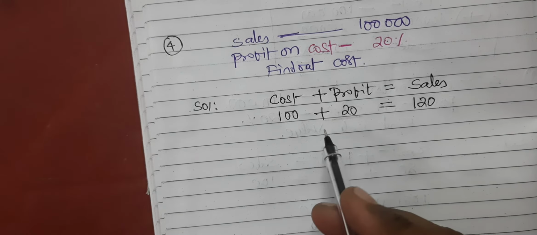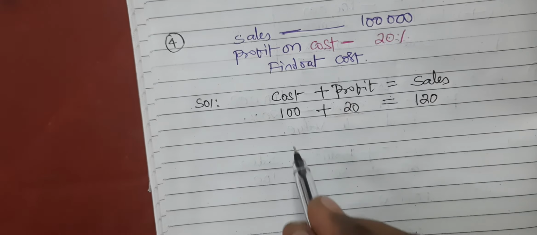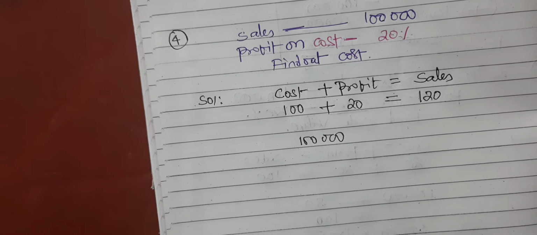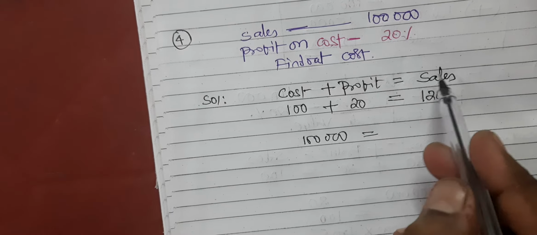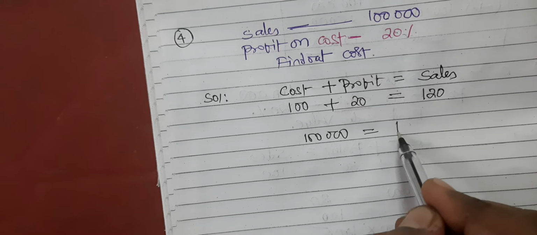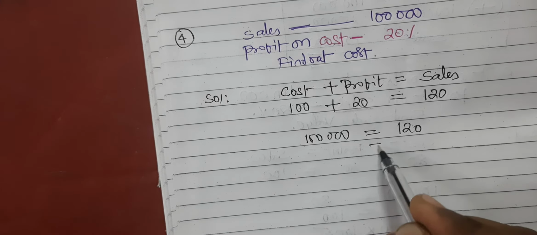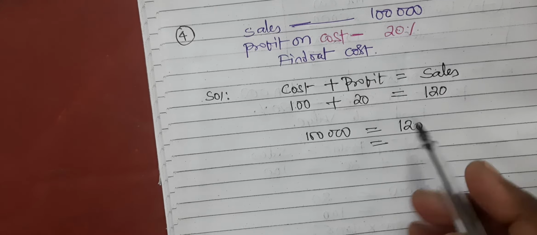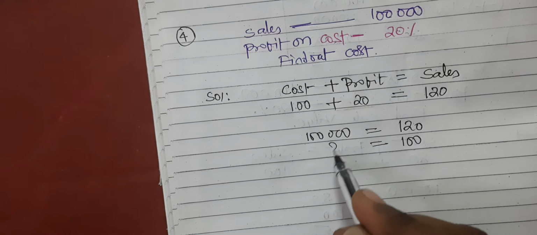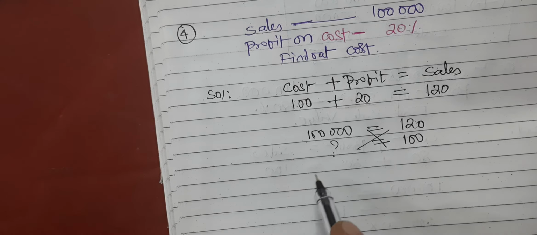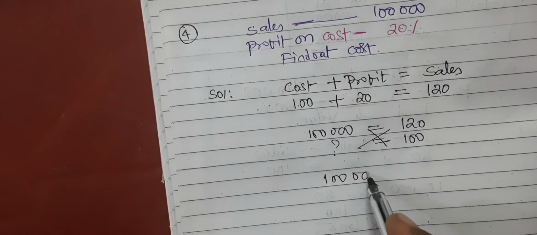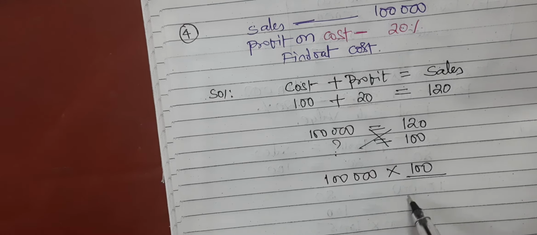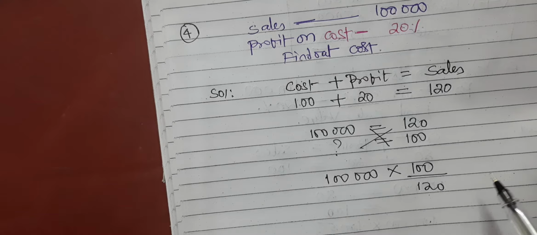Now next, what do we do? What is given in the problem? Sale is given. Sale how much? 1 lakh rupees. So in the equation, sale is represented by how much? 120. Now what to find out in the problem? Cost. How much is it in the equation? Cost is 100. Cross multiplication: 1 lakh into 100 by 120.